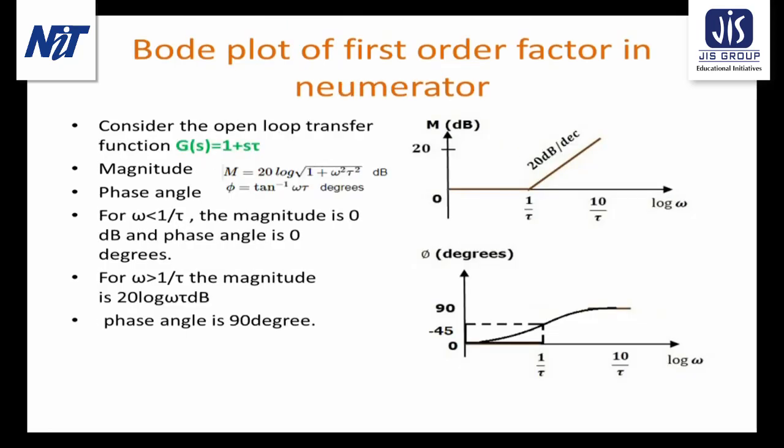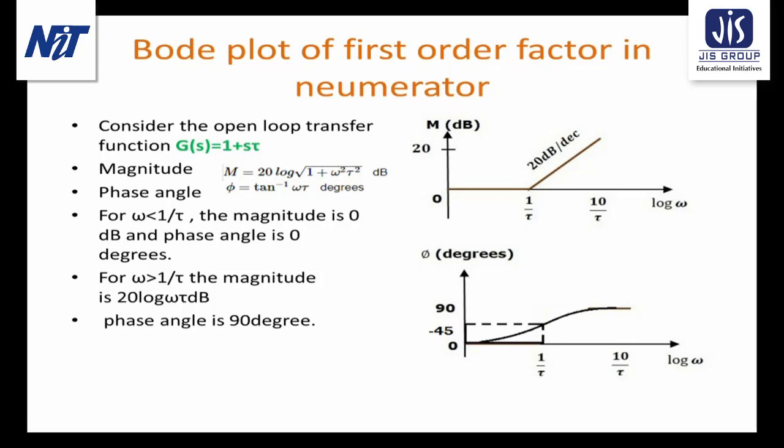So let's take another example of Bode plot of first order factor when it is located at the numerator. So it is a simple zero and its expression is G(s) = 1 + sτ. In the same way we can find out the sinusoidal transfer function G(jω), that is equal to root over of 1 + ω²τ², and the magnitude in dB is expressed as 20 log root over of 1 + ω²τ². And the phase angle becomes tan inverse of ωτ.